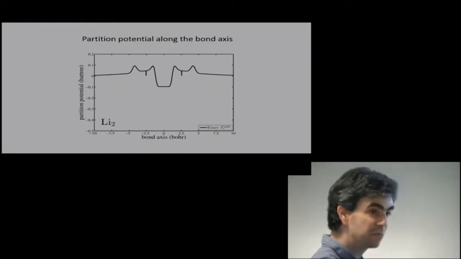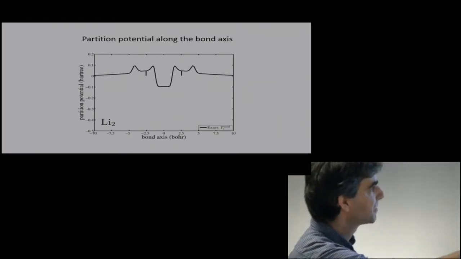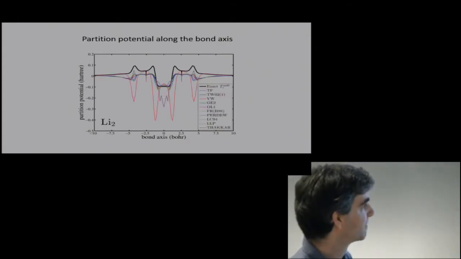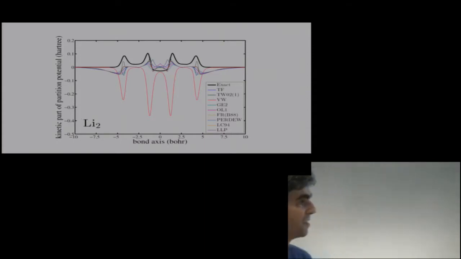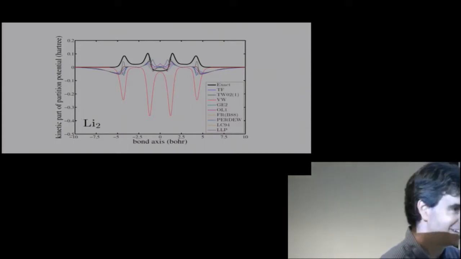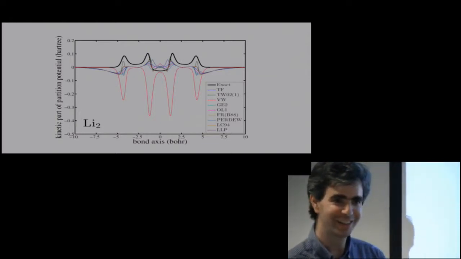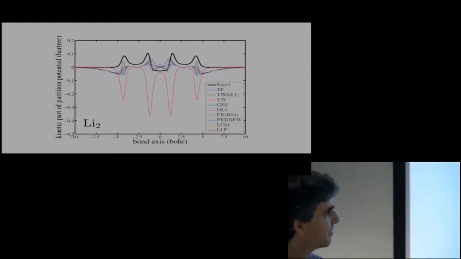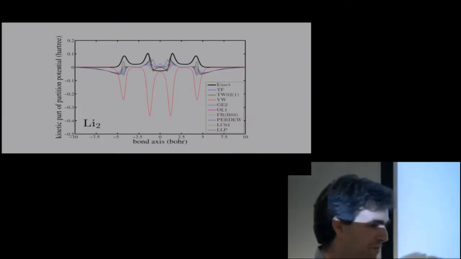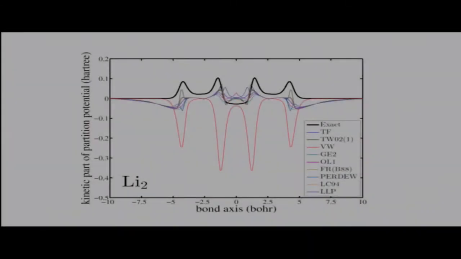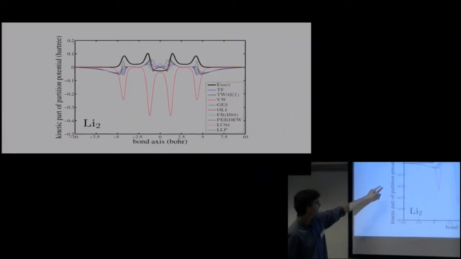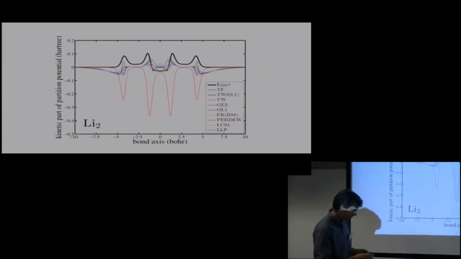So let me go back to lithium 2. This is the exact partition potential that reproduces the LDA density. And these are the approximate kinetic energy functionals that are available in LibXC. And you see that they are all terrible. In fact, it reminded me a little bit of the story of the inverted potential. Because if you take the von Weizsacker potential and you multiply it by minus 1/2 for no good reason, you get something close to the correct kinetic part of the partition potential. But that's a good reason.